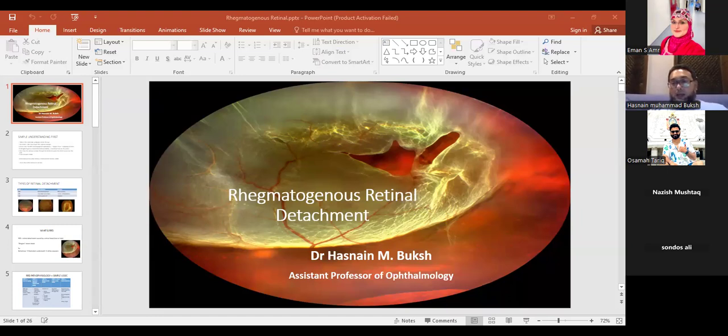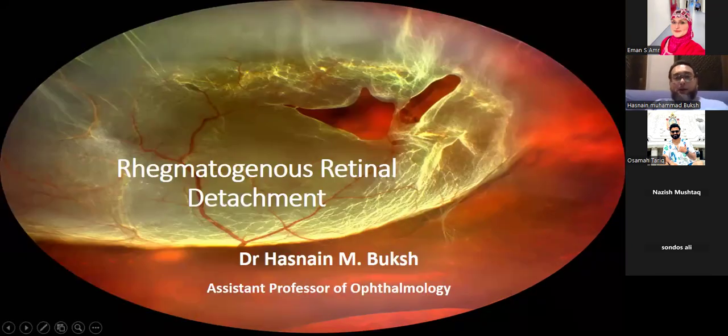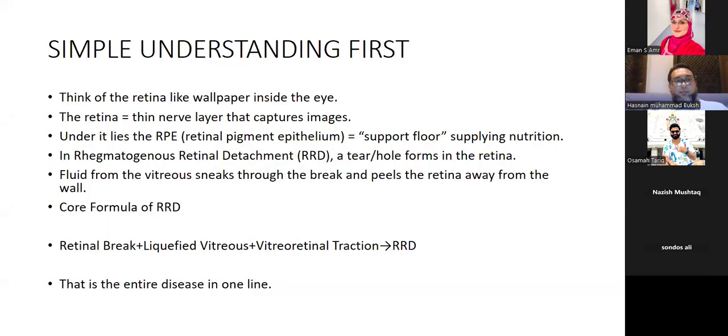So I think we should start the lecture. The topic today, which I'm going to discuss, is rhegmatogenous retinal detachment. I have tried to simplify this topic as much as I could possibly do because it covers a lot of areas. It is a huge thing, but I have tried my best to make it very simple for the young residents and fellows who are attending this topic.